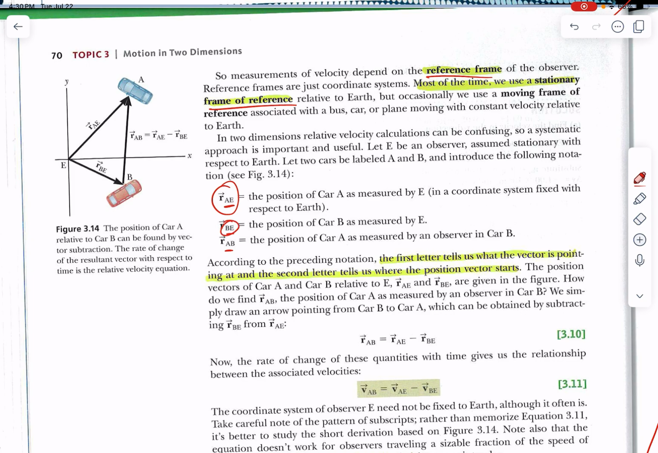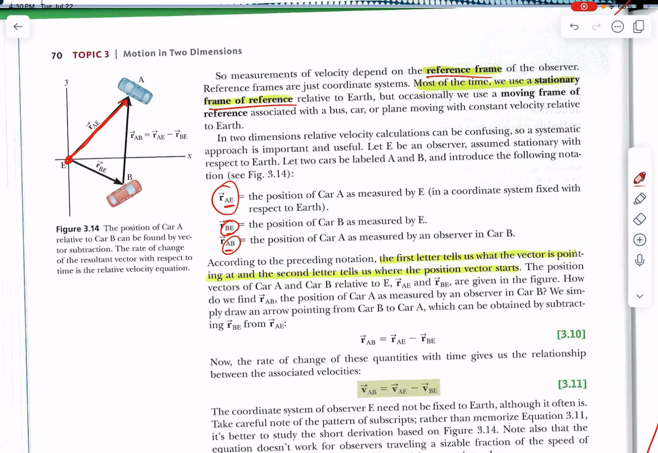And then we come down here, we have the B represents the position of another car, car B, and E is the earth. And then down here we have the position of car A relative to the position of car B, or the observer in car B. And so what you can see here, in the diagram, is that if this is the earth right here, and this is my frame of reference, this vector represents the vector that shows the position of car A.